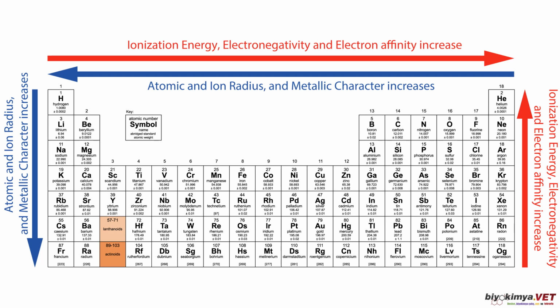And ionization energy, electronegativity and electron affinity, as you see from left to right within a period increase, and from bottom to top, these trends are also increasing. And this is why here also fluorine has the highest electronegativity. And atomic and ionic radius and metallic character from right to left within a period and top to bottom within a group increase, or inversely decrease.